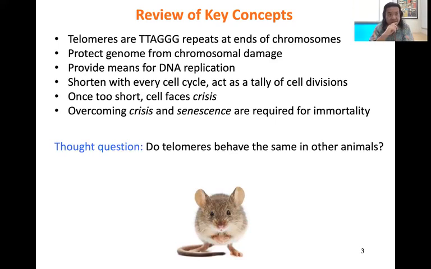So here's the thought question then. Very clearly, as we've learned, these telomeres at the ends of our chromosomes play a very important role in maintaining genomic integrity and keeping track of how many replications a cell has undergone. And telomere lengths play a very important role in triggering things such as crisis and senescence, as a mechanism to stop our fully differentiated cells from being immortal, right?